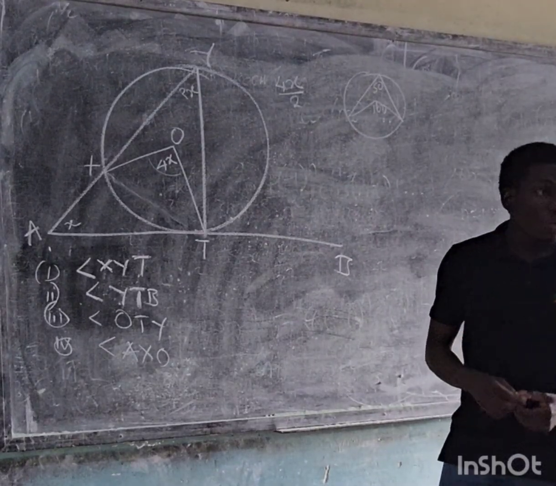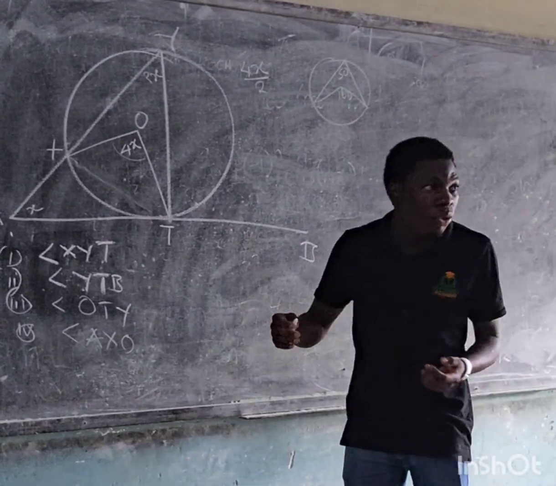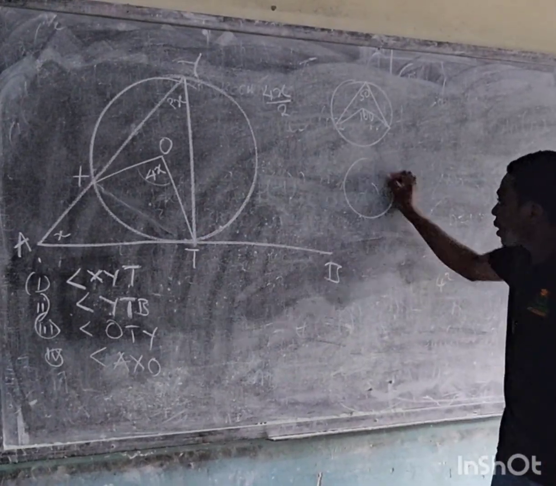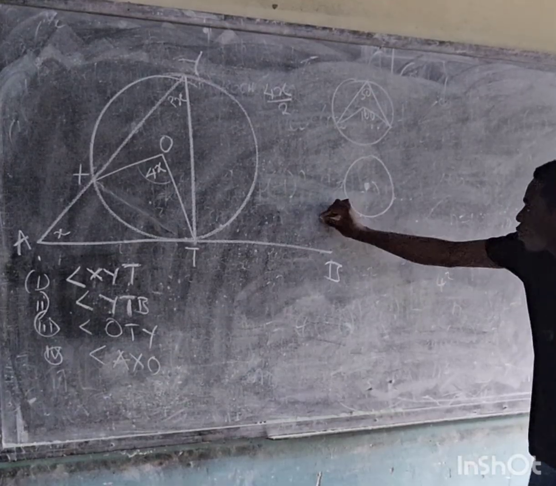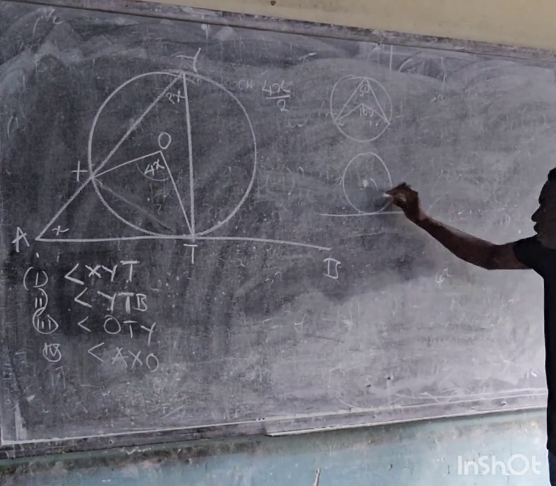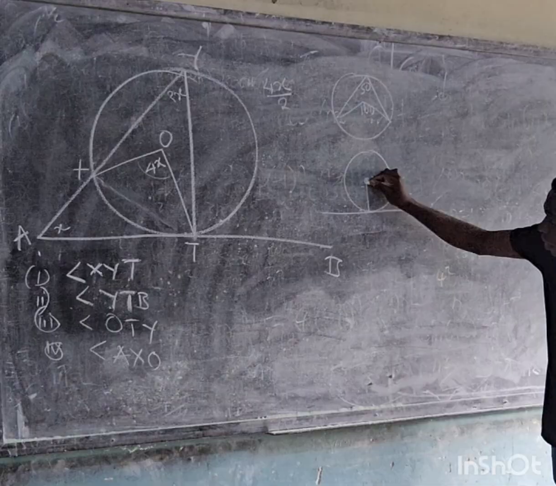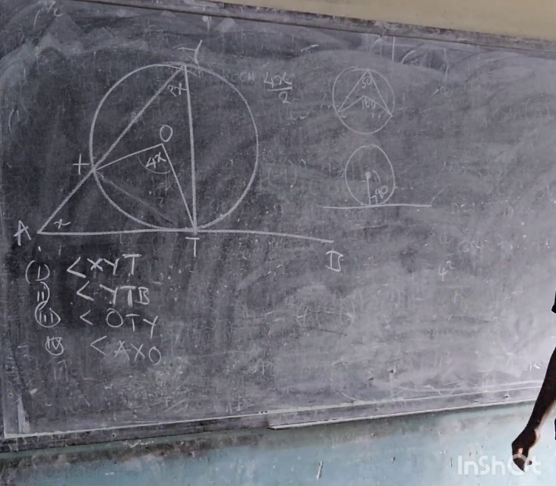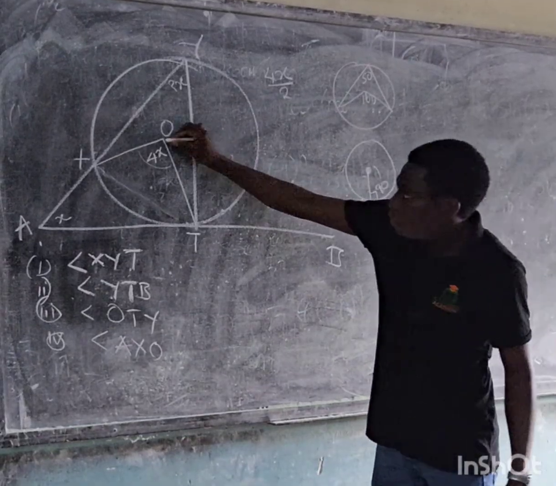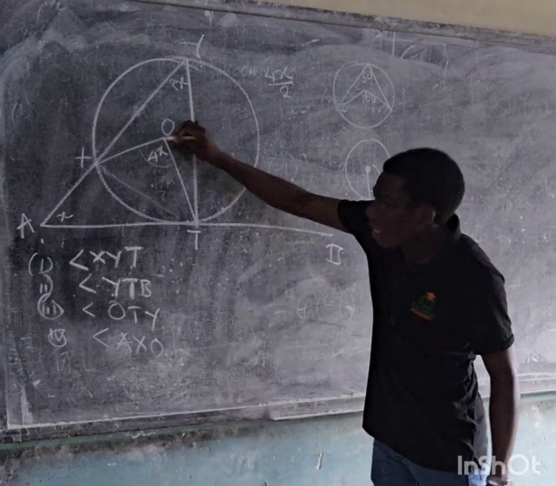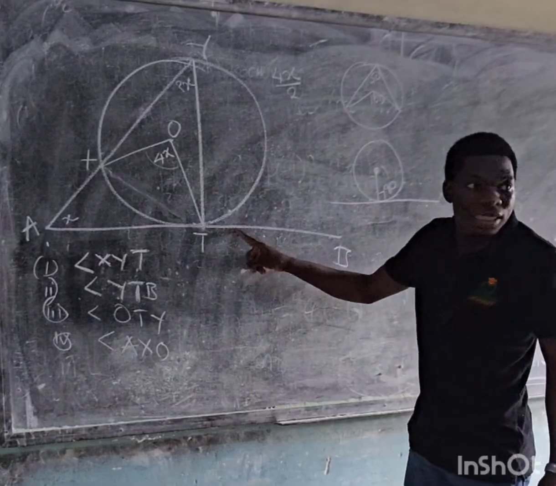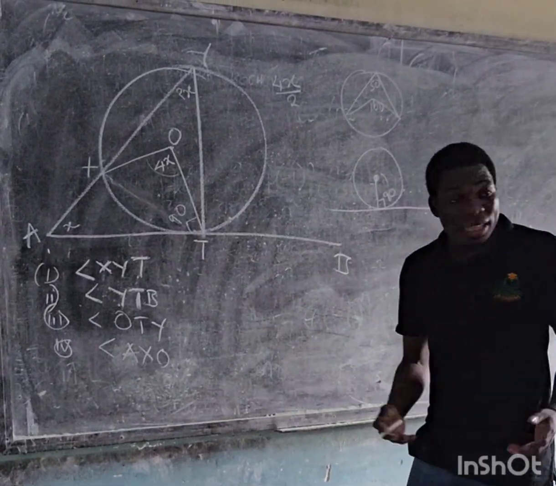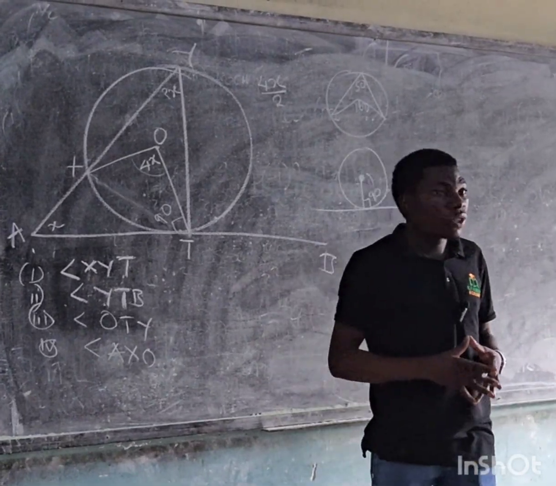Then from there, you can also use theorem 6, which says that if you have a circle like this, you have a radius and you have a tangent. If you have a radius touching the tangent, this angle should be 90 degrees. That is theorem 6. So in this case, we have this radius here, which is coming from the center, touching the tangent. Is that okay? Meaning that this angle this side will be 90 degrees.